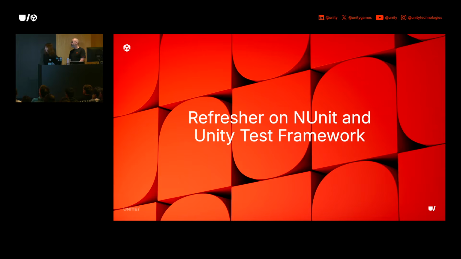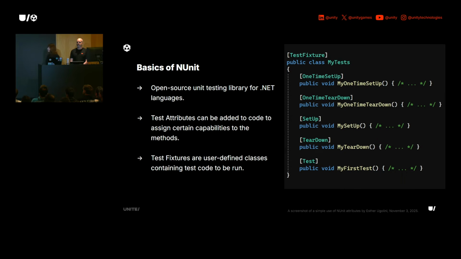So we'll start by doing a quick refresher on NUnit and Unity Test Framework so that you can have the full context for the rest of this presentation. NUnit is an open source unit testing library for .NET languages. Among one of its many features is the ability to add test-related attributes to your code.